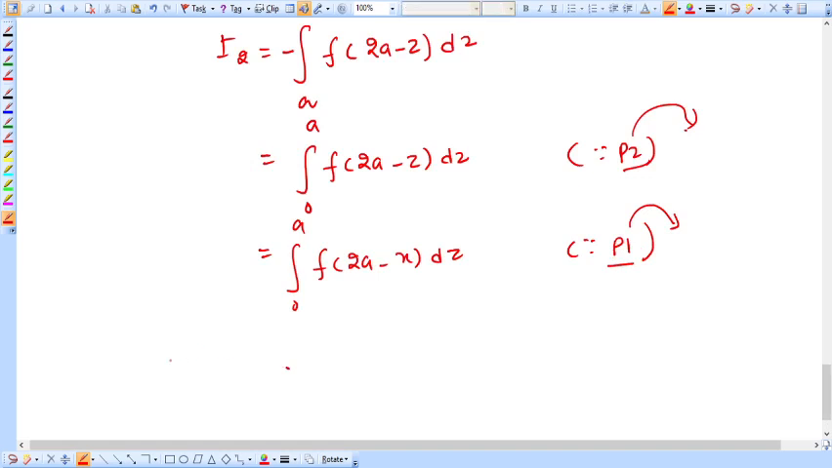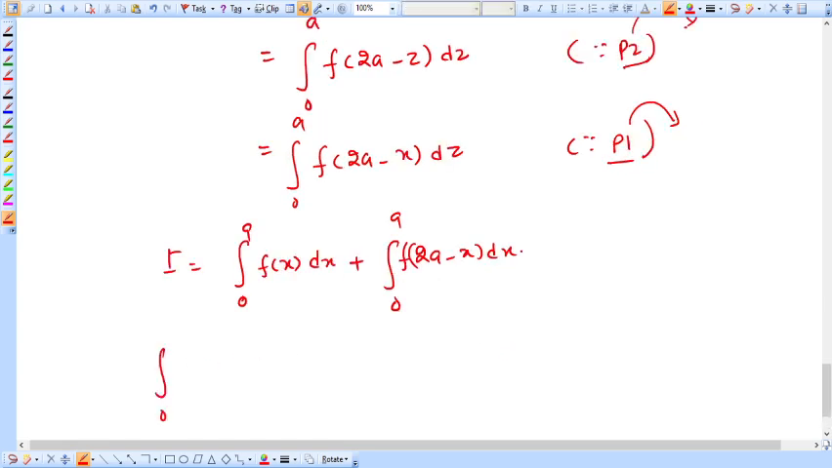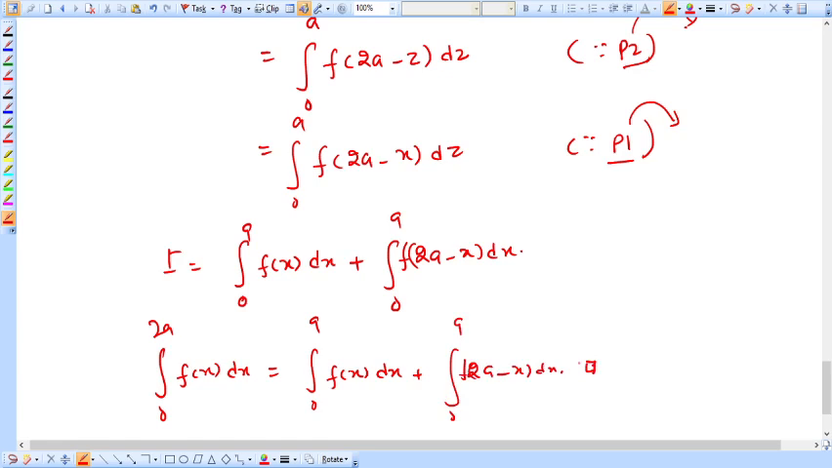So therefore we can write I is equal to I1 कितना है? 0 to a f of dx, and in place of I2 I write now 0 to a f of 2a minus x dx, और हमारा I कितना है? इंटीग्रेशन 0 to 2a f of x dx, so it is equal to 0 to a f of x dx plus 0 to a f of 2a minus x dx. This is your property number 5.